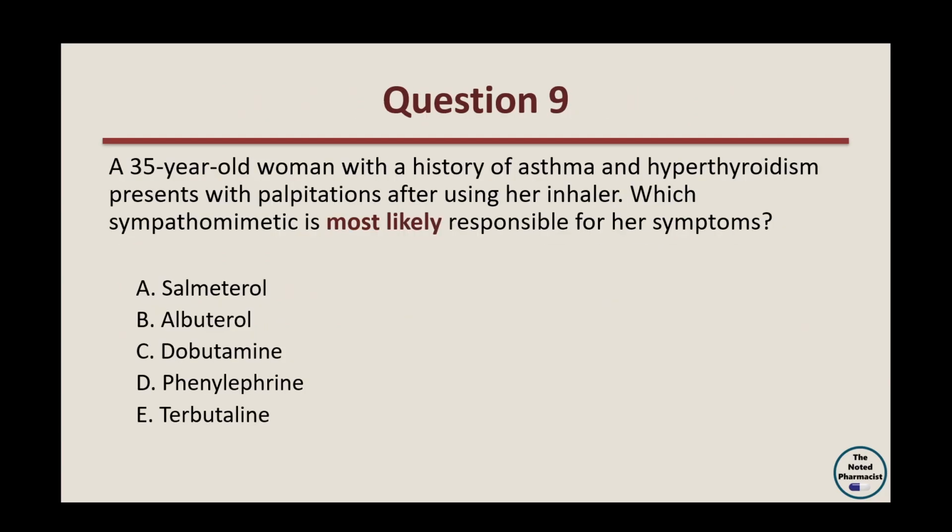Question 9. A 35-year-old woman with a history of asthma and hyperthyroidism presents with palpitations after using her inhaler. Which sympathomimetic is most likely responsible for her symptoms? Option A, salmeterol. Option B, albuterol. Option C, dobutamine. Option D, phenylephrine. Option E, terbutaline.